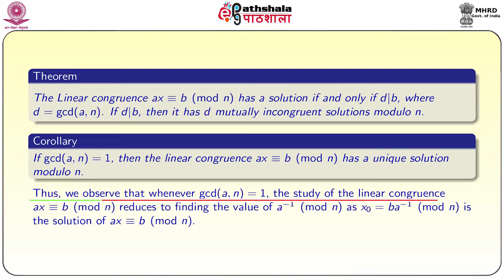Thus, we observe that whenever GCD of a, n is equal to 1, the study of the linear congruence Ax congruent to b mod n reduces to finding the value of a inverse modulo n, as x naught equal to b times a inverse modulo n is a solution of Ax congruent to b modulo n.